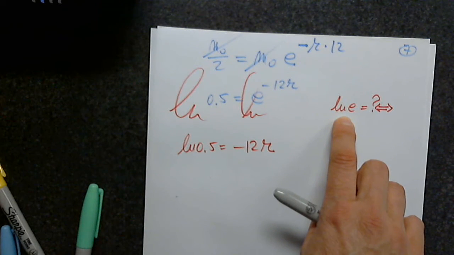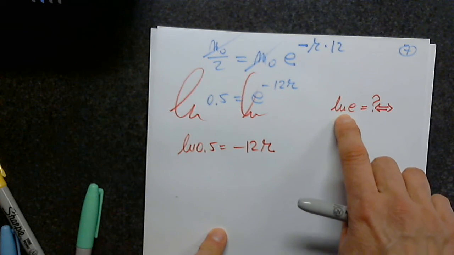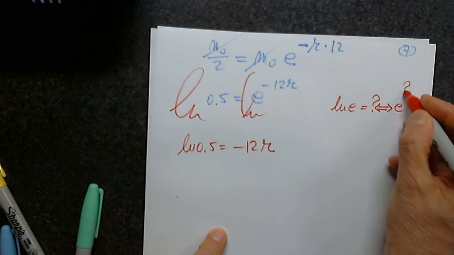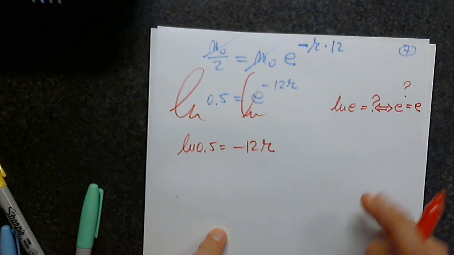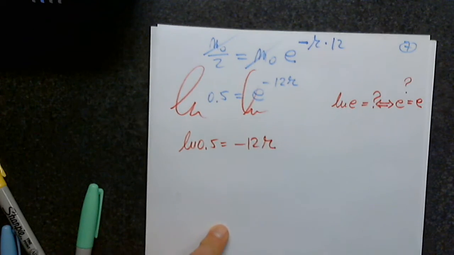What is the base of ln? E. That's one. E, exactly. E raised to what number is E? 1. That's why I don't have to write it. Natural log E is 1.